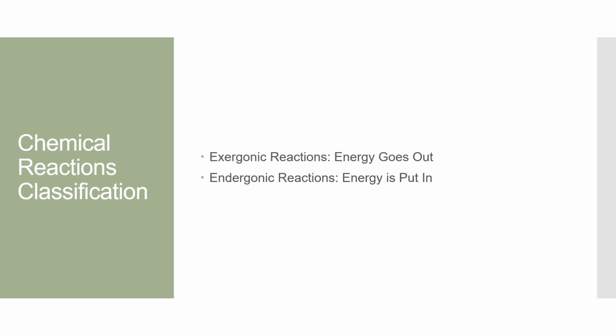Endergonic reactions require energy, or energy is put in. Reactants have lower energy than products. An example is photosynthesis, where energy from sunlight is used to build glucose from carbon dioxide and water.